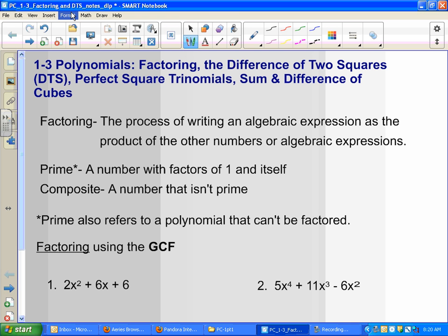So what is factoring? Factors are the numbers and variables that multiply together to make a product. Factoring is the process of writing algebraic expressions as the product of those factors. We have prime factors and composite factors. Prime numbers, we know, are numbers where the only factors are 1 and itself. Composite numbers are numbers that are not prime. When we refer to a polynomial being prime, we mean it cannot be factored. It's as simplified as it gets.